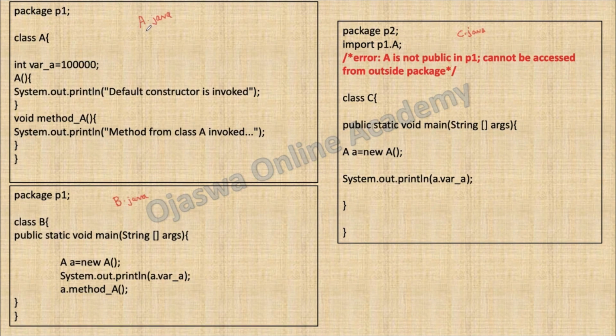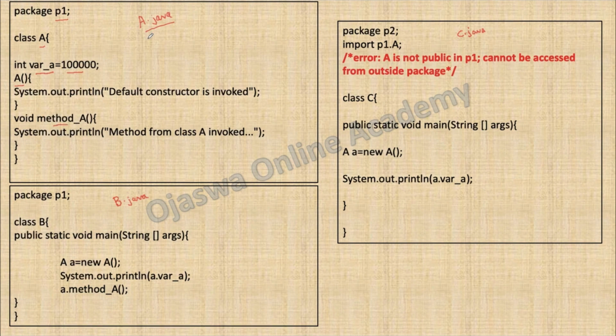Suppose the file name is a.java. We have defined package P1, and inside package P1 we have defined class A. So the code inside class A is, we have one instance variable var_A of type int, and value 1 lakh is assigned to it. We have a default constructor and we have a method named method_A.